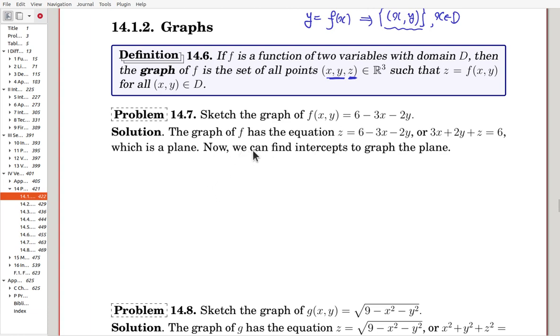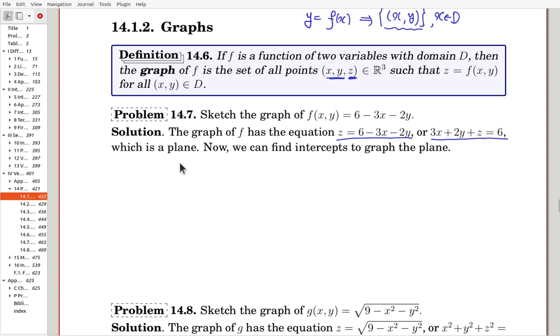Now, in order to do that easily, rather than using f of x, y, we may try to use z. So we reach at that one. It means we try to show the function value in the z direction, the vertical direction, if x and y are in the horizontal direction. We rearrange this one in this way. Then from here, we can find intercepts easily.